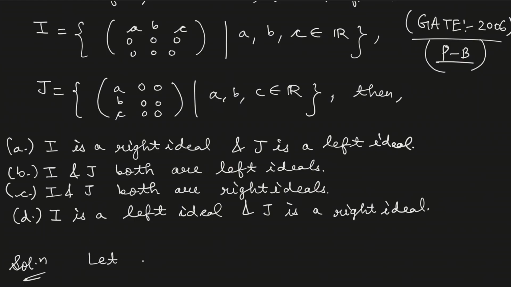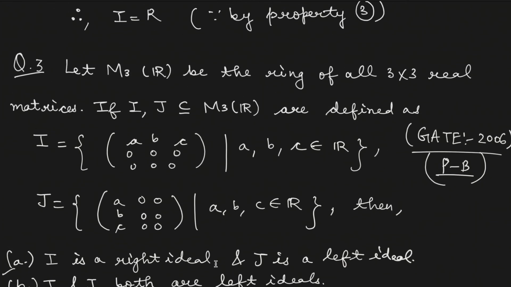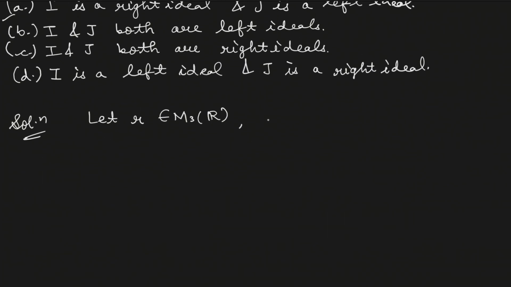The first option. Yes, A part is correct. Simply, if you take r belongs to M3R, because our ring is M3R, 3 cross 3 matrices, so r can be of this type: alpha 1 1, alpha 1 2, alpha 1 3, alpha 2 1, alpha 2 2, alpha 2 3.